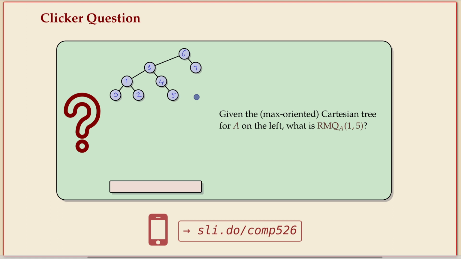Then we can find the 2 nodes that correspond to the range endpoints. These are nodes 1 and 5. And range min now corresponds to the lowest common ancestor. So we walk up the tree from there until we hit the root, and the point where these paths meet, that's the lowest common ancestor. And so the return value for RMQ is the index of that node, which is 3.